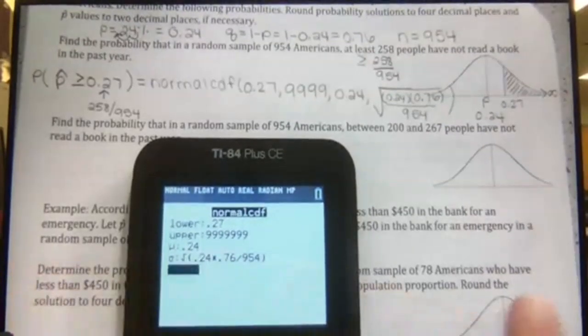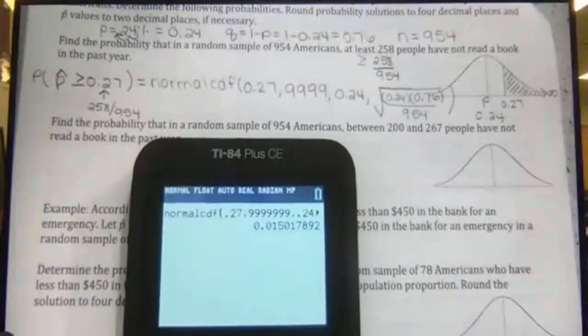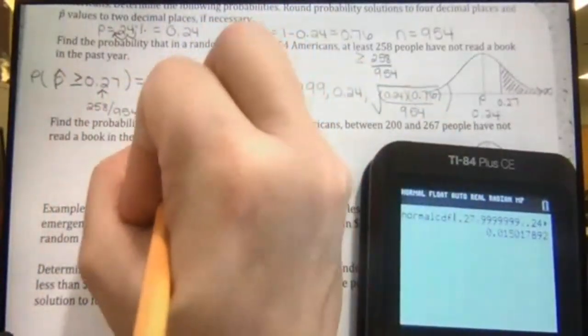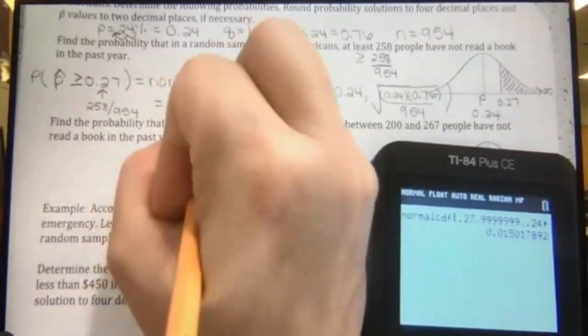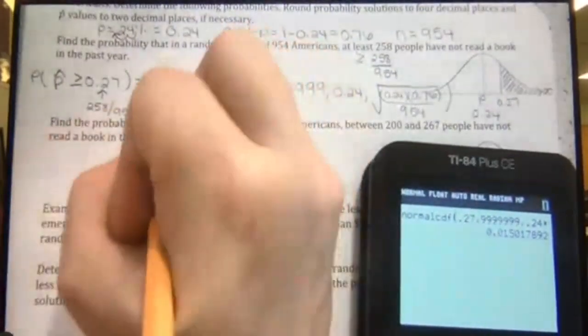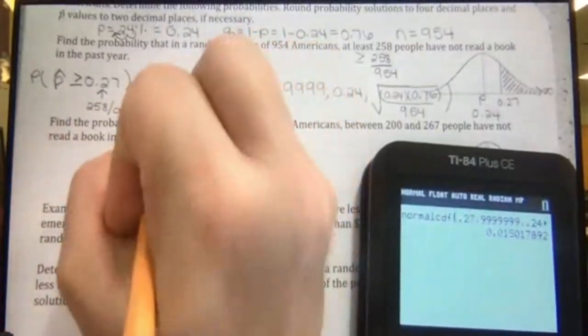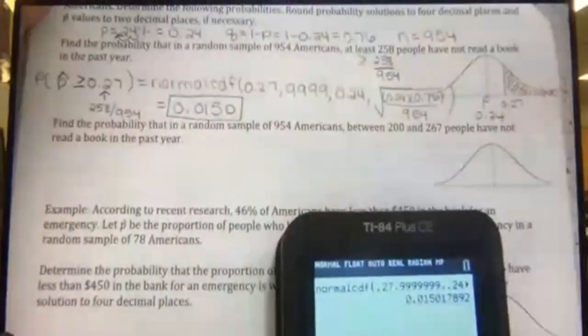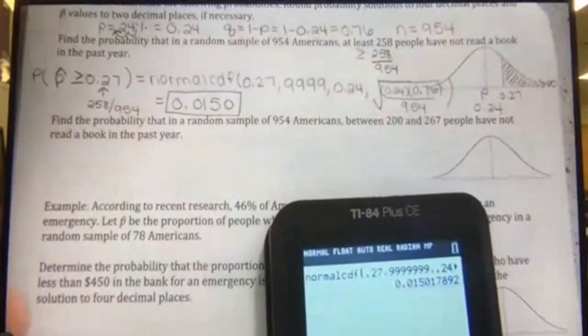Pressing paste, it should look exactly like we see it on our paper. Pressing enter will give us our answer. Boom, done. Rounding to 4 decimal places for our probabilities, so 0.0150. Done. Same thing for the next one.